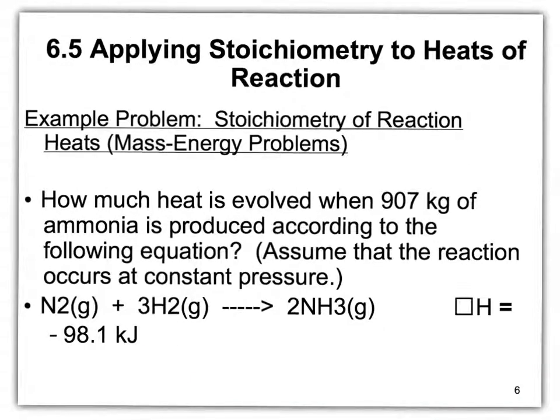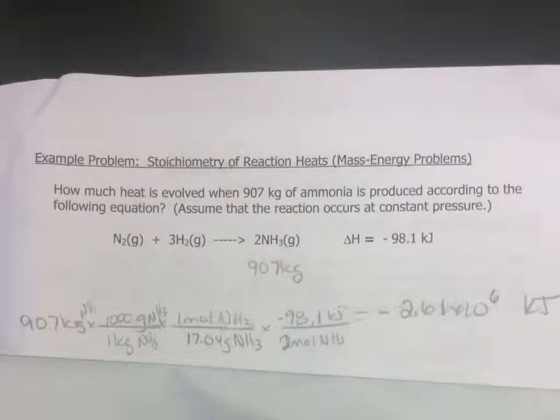Take a look at this next problem. This is for 6.5. 6.5 is just applying stoichiometry to the heats of reactions. So it includes kind of the problem we just did, and we're going to have a couple more problems using stoich. So if you look at this problem, it is on the next page, and how to solve it is on the next page. This problem gives you the balanced equation, and it's telling you that you have 907 kilograms of ammonia and asking how much heat would be evolved.